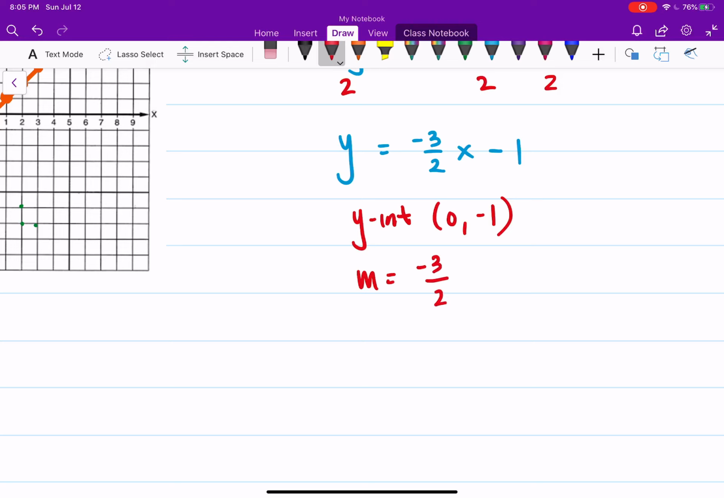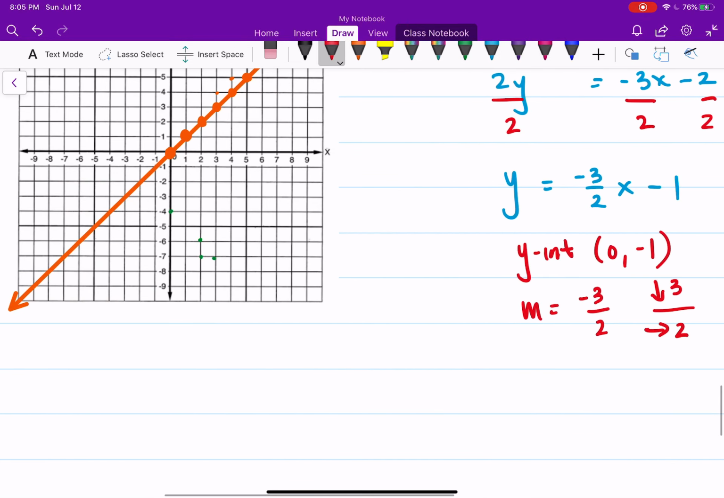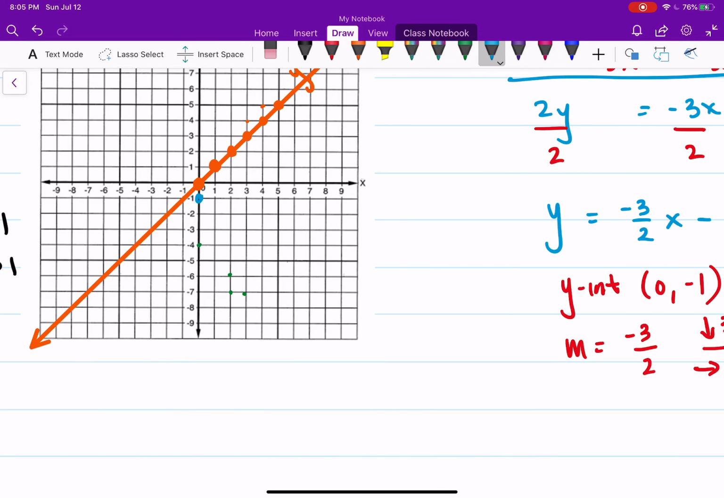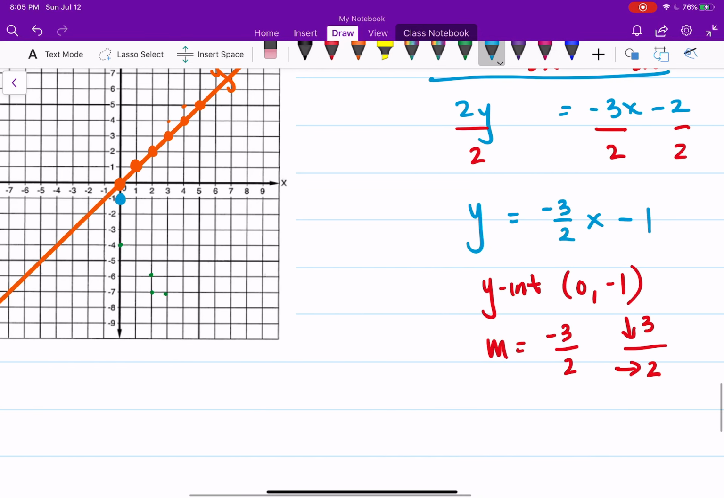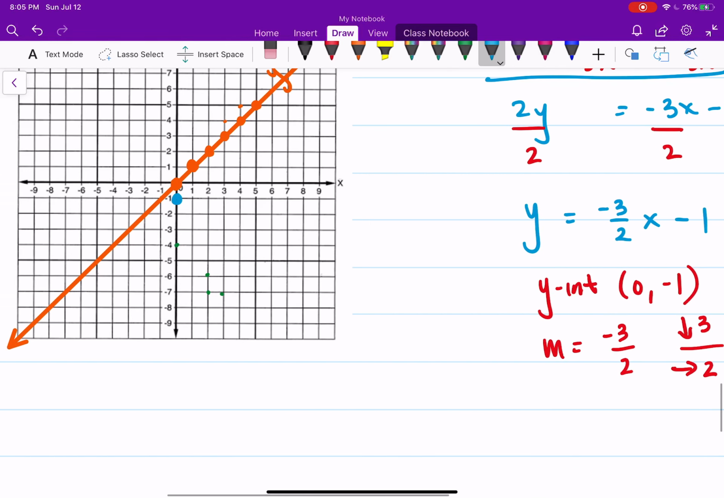Well, what does that tell me? Well, the top is rise, the bottom is run. So rise, negative 3, that means I'm going to go down 3. And the bottom is positive 2, so I go right 2. So first, I got to plot my y-intercept. My y-intercept is (0, negative 1). So (0, negative 1) is right here. Then I'm going to go down 3, right 2.